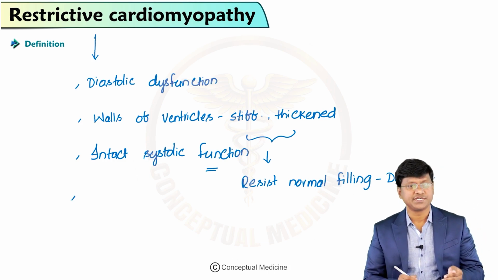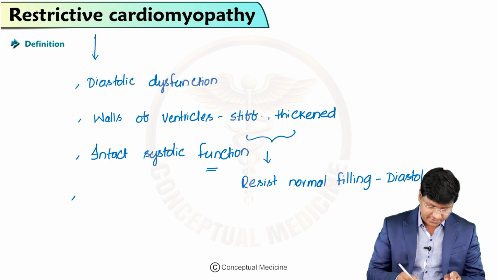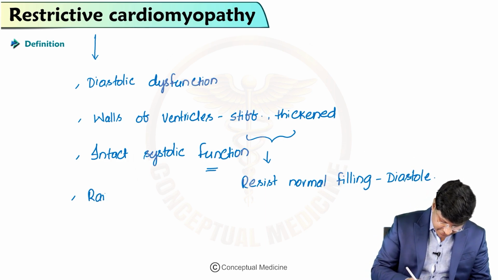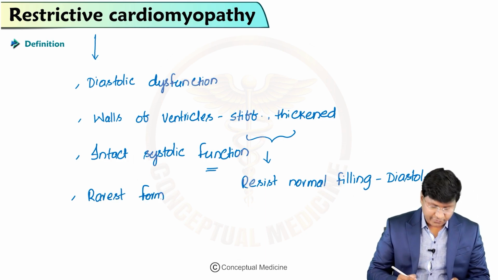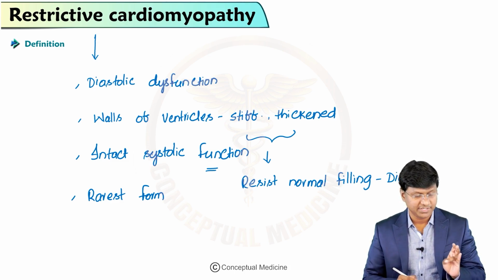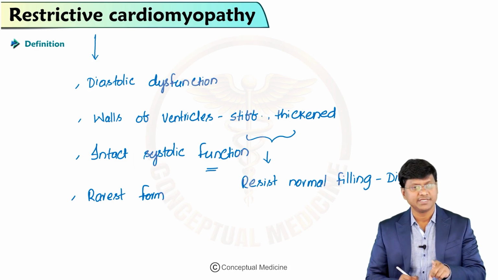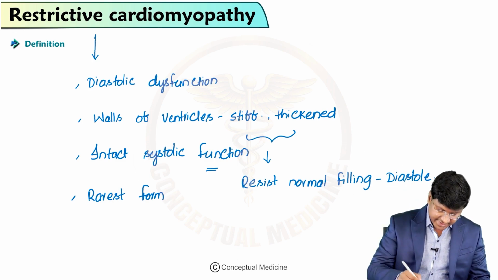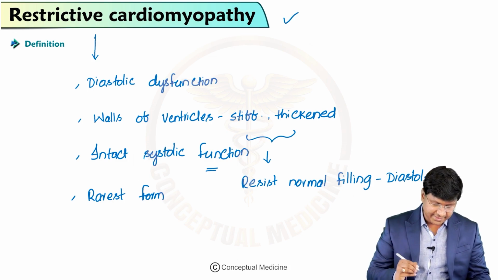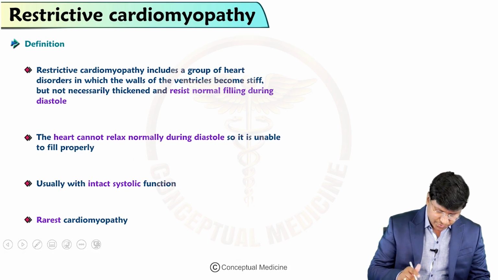These patients with restrictive cardiomyopathy are one of the rarest forms of cardiomyopathy. So we have three forms of cardiomyopathy. One is dilated cardiomyopathy, second will be hypertrophic cardiomyopathy, third will be restrictive cardiomyopathy. Among these three, the most common is dilated cardiomyopathy, and the rarest form will be restrictive cardiomyopathy. Now, you need to know the etiology.